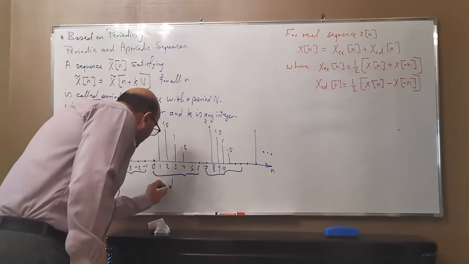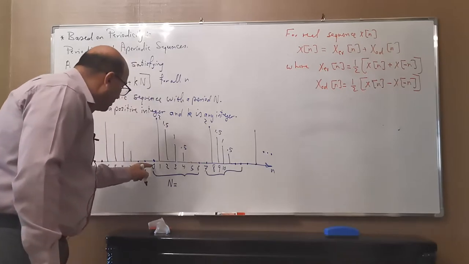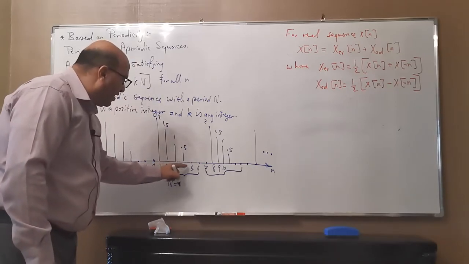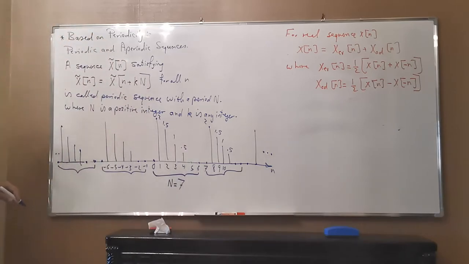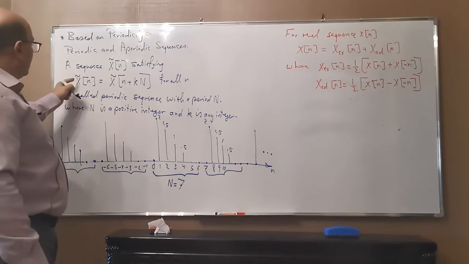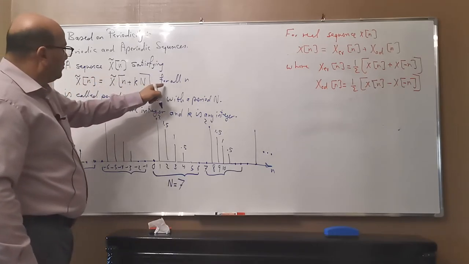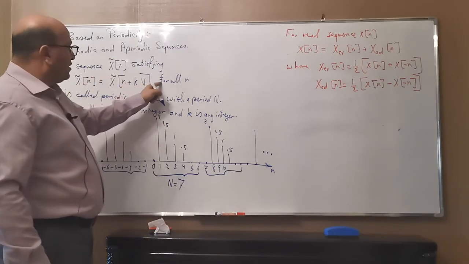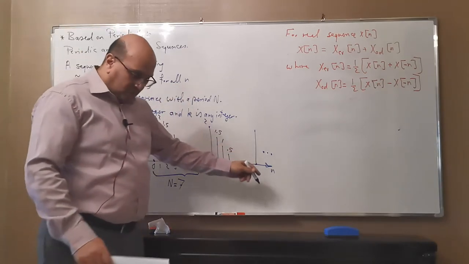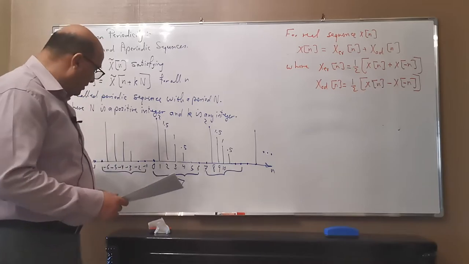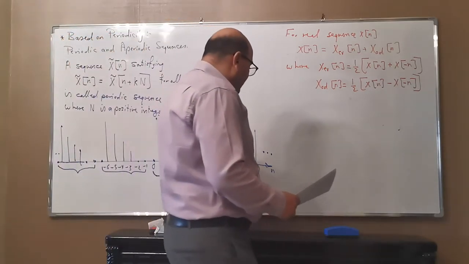So our N here is equal to 1, 2, 3, 4, 5, 6, 7 samples. So our signal is periodic. We have a periodicity for N equals 7, and this is for all n. So it goes from minus infinity up to infinity. So our N here is equal to 7.